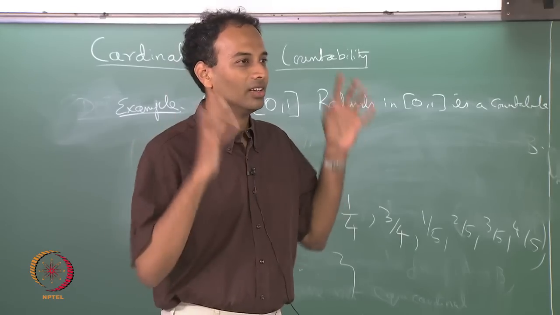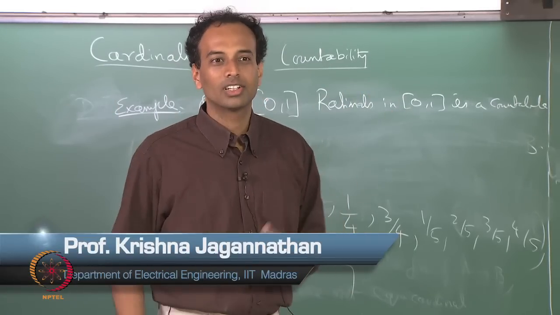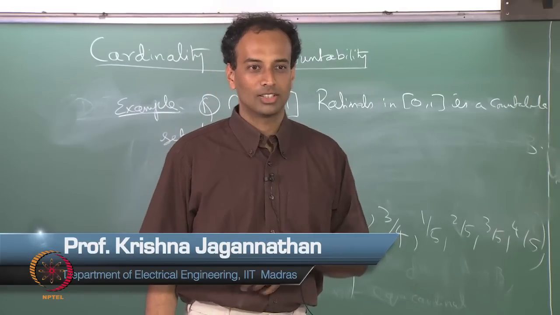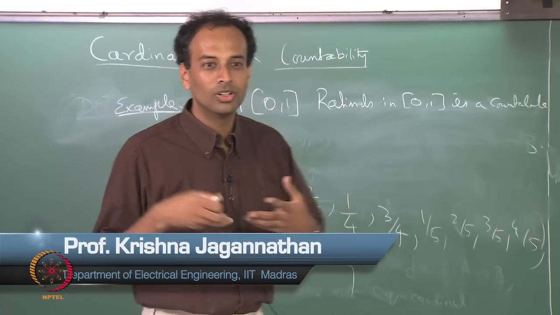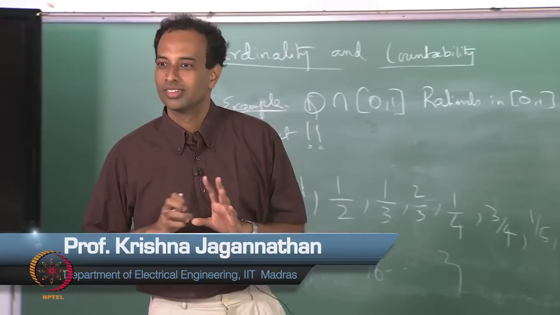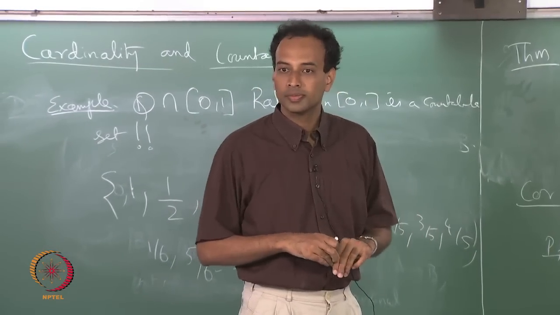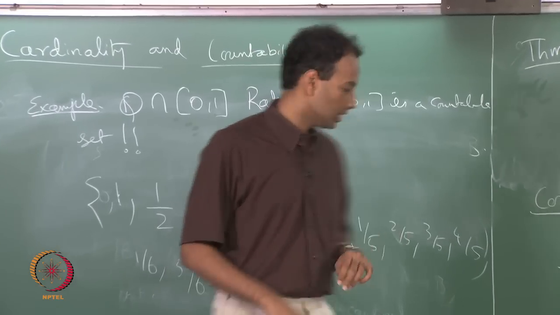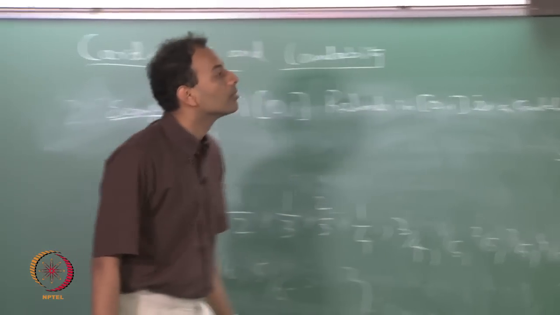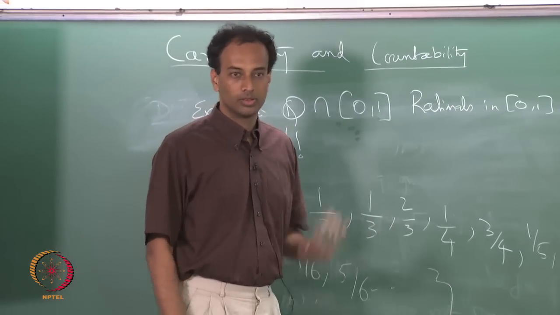If you union countable sets, you always get a countable set, as long as the number of sets you are unioning is also countable. Is that clear to everybody? Any questions at this point?